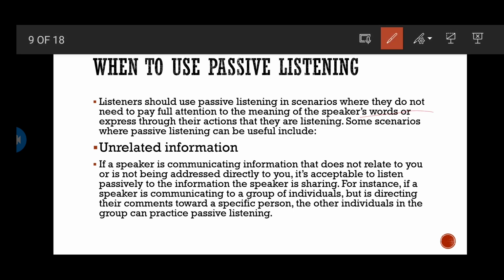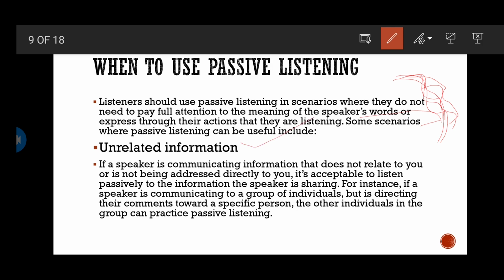Some scenarios where passive listening can be useful include when the lecturer is so boring, or when the speaker delivering the speech doesn't have any particular idea of the topic and is trying to convey the wrong ideas to you. Then you can perform passive listening. But it is not recommended to perform passive listening for any lecture. Whether the speaker is good or bad, try to be an active listener, not a passive listener, unless you are so bored towards the speaker.